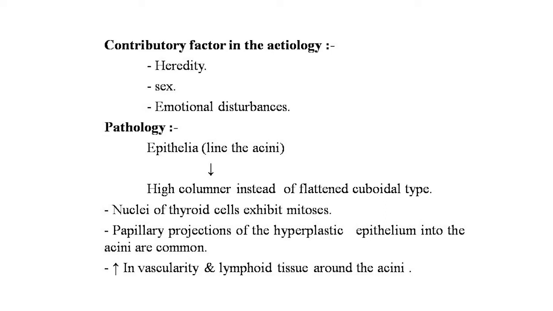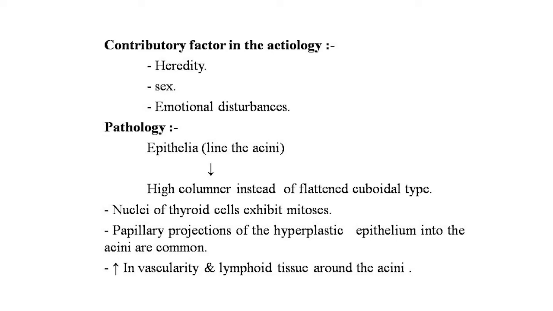Different types of stress have been implicated in the condition, but their importance is still in question. Now the pathology in Graves' disease: the thyroid is uniformly enlarged and the surface is characteristically smooth. Though slight nodularity may be detected, microscopically the thyroid is hyperplastic and the epithelium which lines the acini is high columnar instead of the flattened cuboidal type found in the normal thyroid gland.